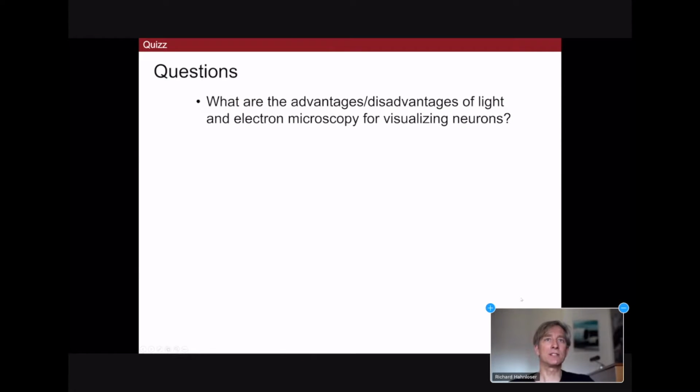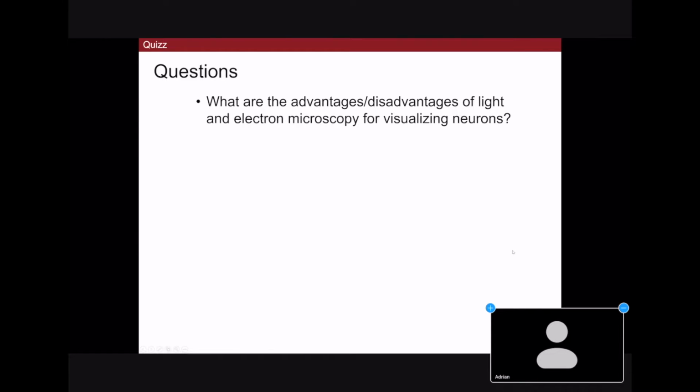Asked what are the advantages and disadvantages of light and electron microscopy for visualizing neurons. So it's always hard to be the first one to say something. You should not be afraid to say nonsense. It's totally normal that when you're learning, you're not sure about things. And some of the questions actually don't have a clear answer, right? There are even many questions where there's no clear right or wrong.